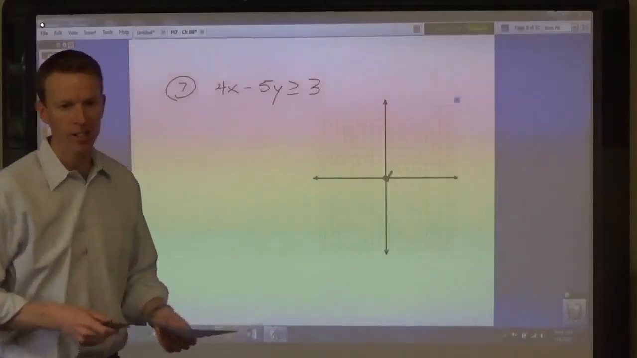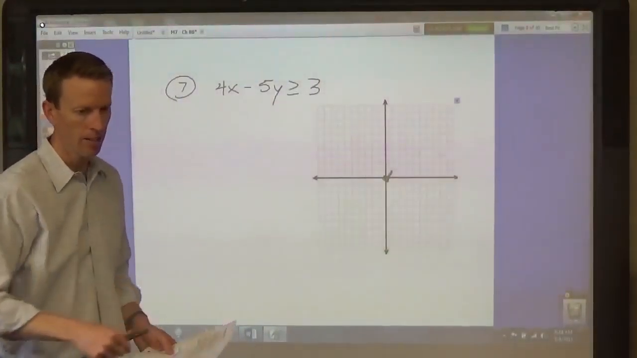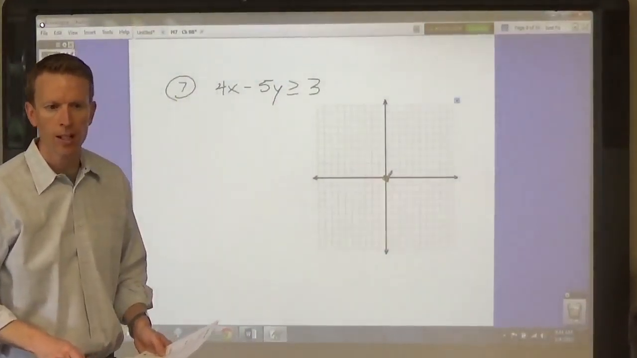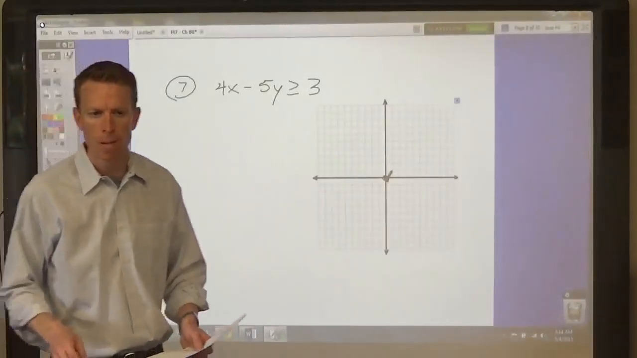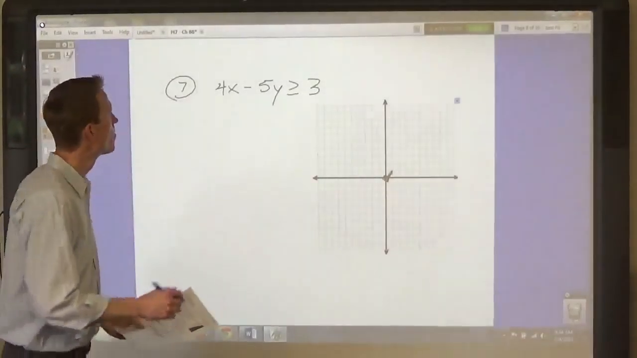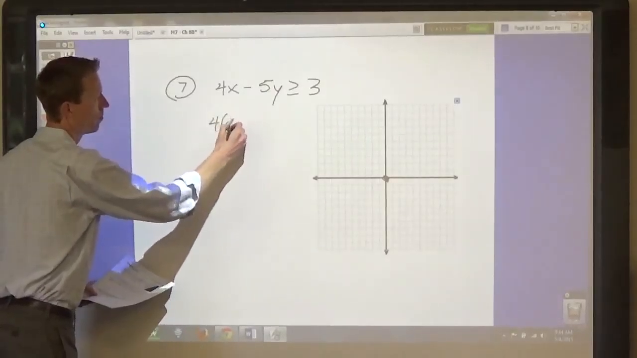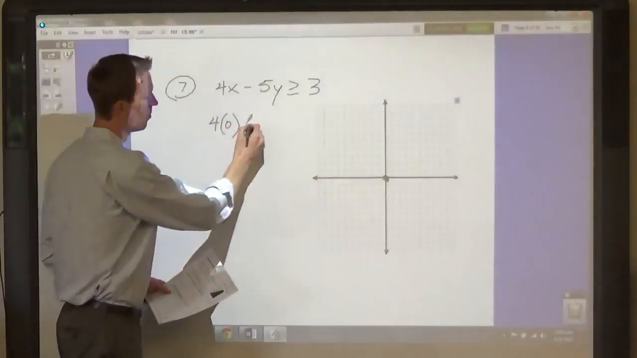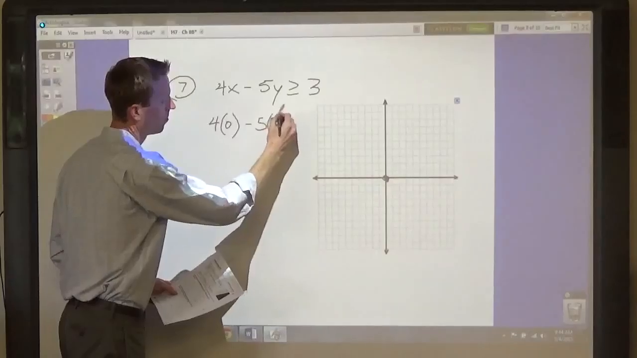Now, Henry, continue. Substitute x and y with 0. When you just substitute x and y with 0 each, that just makes it 0 is greater than or equal to 3, and then it's false.